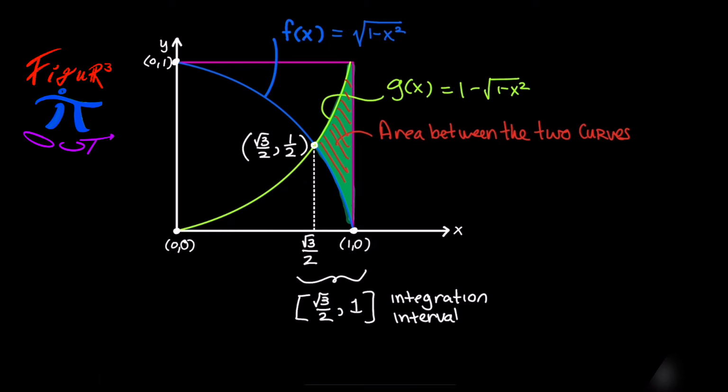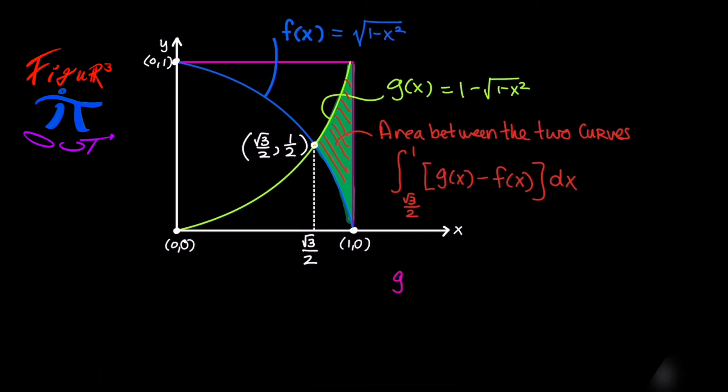So when we find the area between the two curves on this interval, we're going to do g of x minus f of x. So to find the area between these two curves, to first find g of x minus f of x, we're going to subtract the two functions. And we're going to get 1 minus 2 square root of 1 minus x squared.